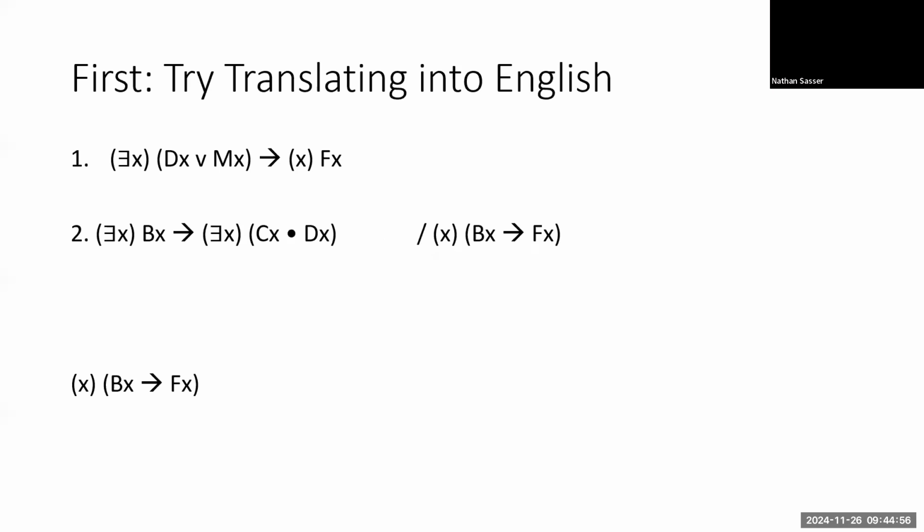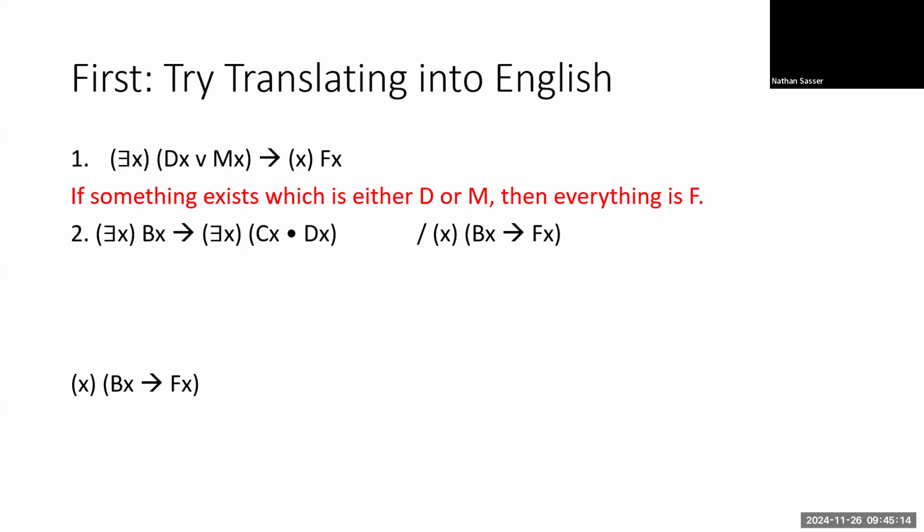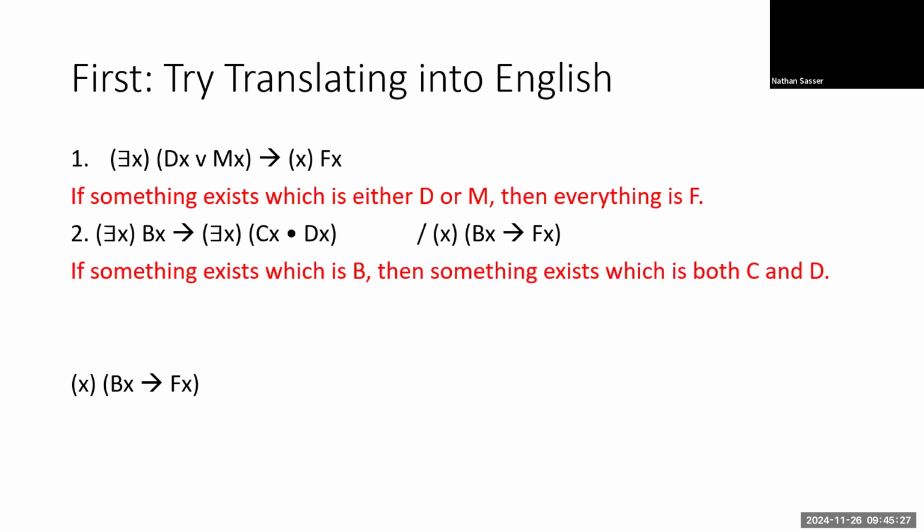And I really recommend that the first thing you do is try to think about what the premises and the conclusion are actually saying. That'll help you to conceptualize it in your mind and give you a rough idea of how you're going to proceed. So as I translate this into English, the first premise is saying the following. If something exists which is either D or M, then everything is F. The second premise is saying, if something exists which is B, then something exists which is both C and D.